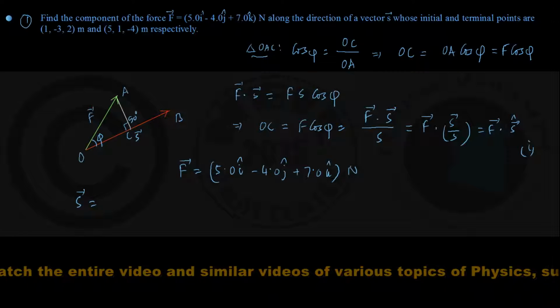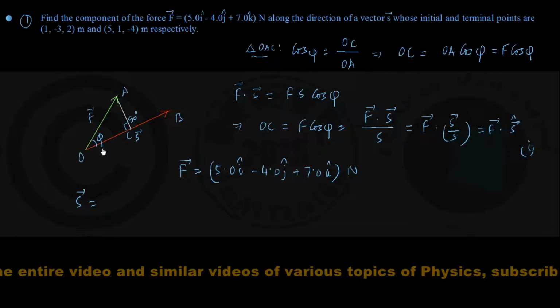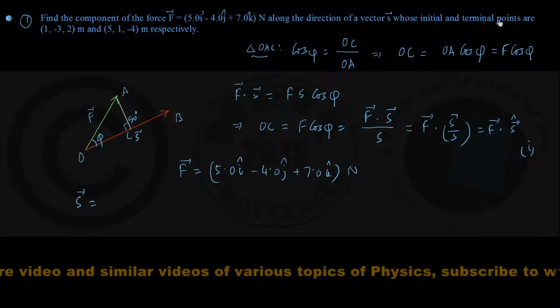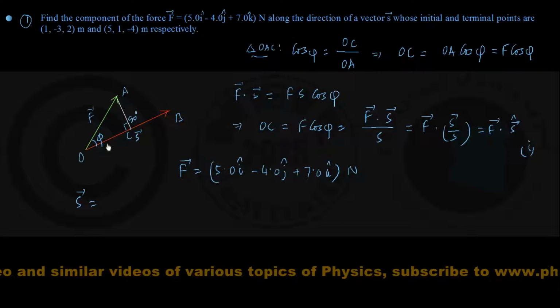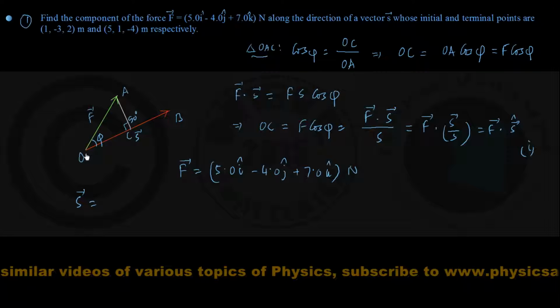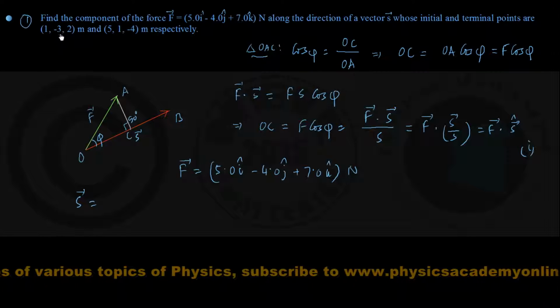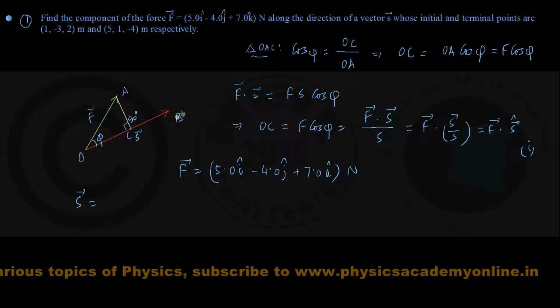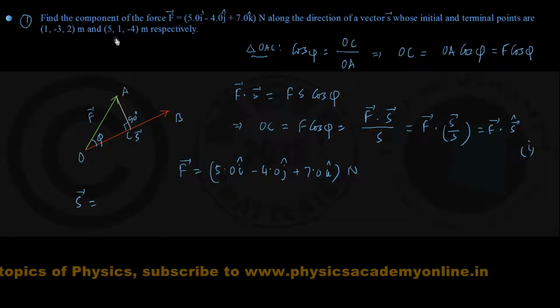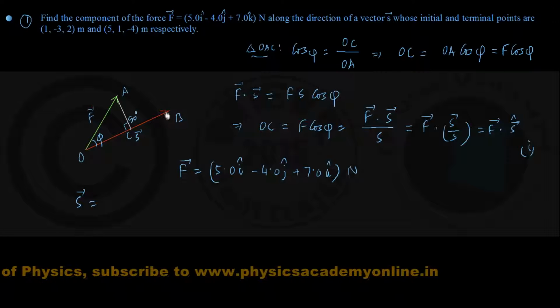They have said that for the displacement vector, the initial and terminal points' coordinates are given. Initial point means, for this vector here in my figure, this is the point O. Its coordinates are 1, minus 3, 2 meters. And the terminal point, that is the head, has coordinates 5, 1, minus 4 meters.